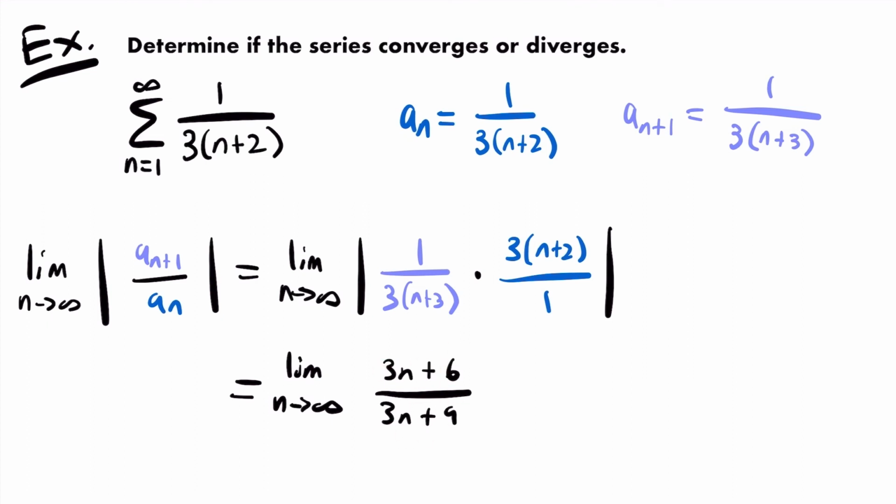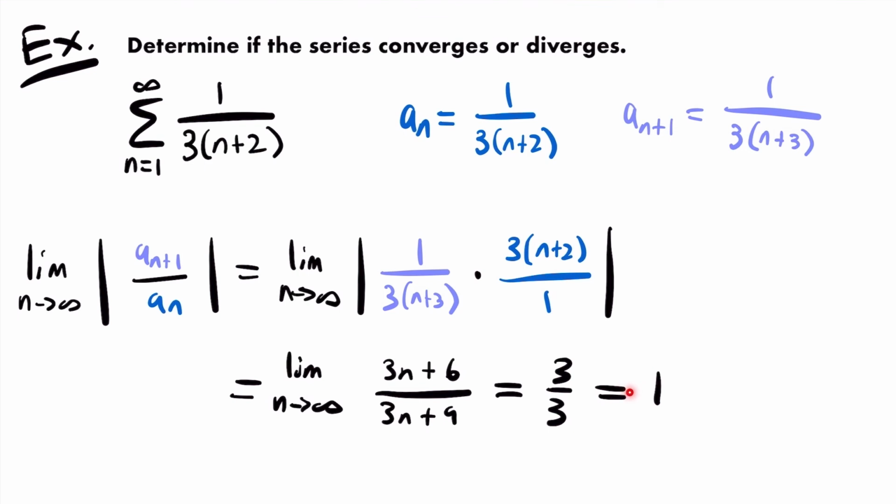Now for this limit, as n approaches infinity, note that we have a rational expression where the numerator and denominator are both algebraic, and so we want to look at the highest power of n in the numerator and denominator. In the numerator, the highest power of n is n to the first power, and that's the same highest power we have in the denominator. Since those powers are equal, this limit as n approaches infinity will be equal to the ratio of the coefficients for those two terms. In this case, we will have 3 divided by 3, which is equal to 1.